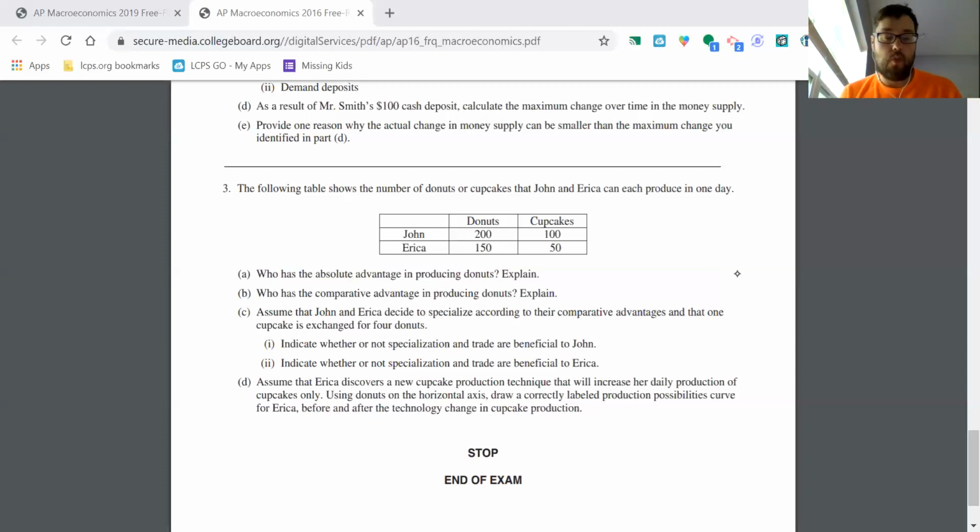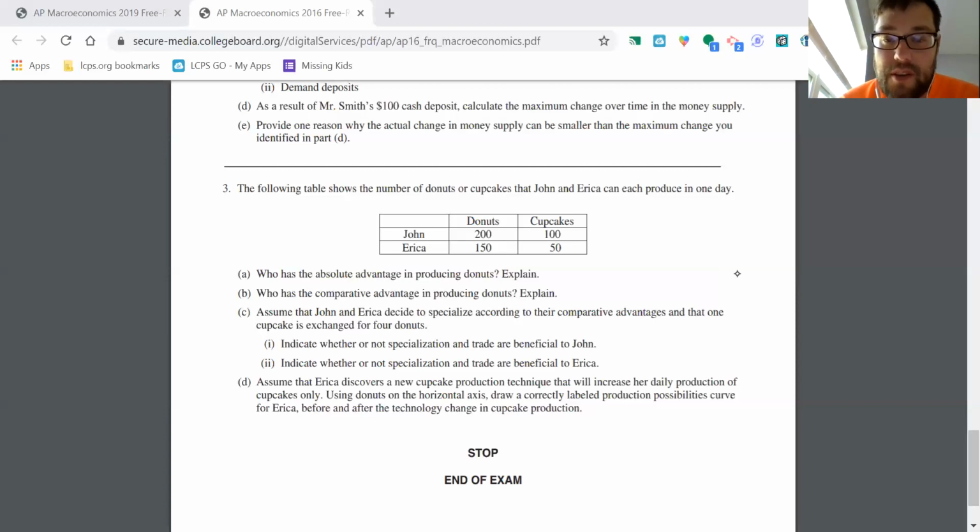So what they're asking here, and I think most students would say, well, everybody gains from trade, right? Well, not necessarily. Mutually beneficial trade, yes, but we don't know that John and Erica had a discussion about what the proper price or terms of trade of these 2 products were. They were just given that one cupcake is equal to 4 donuts, right? So we have to go back and figure out what the range of mutually beneficial trade would be, right?